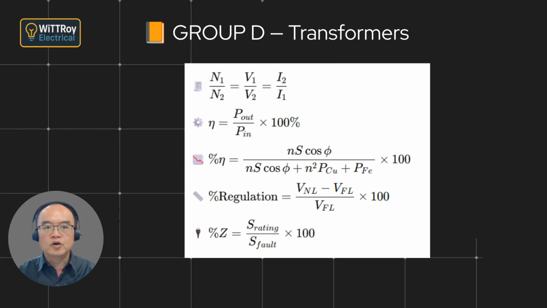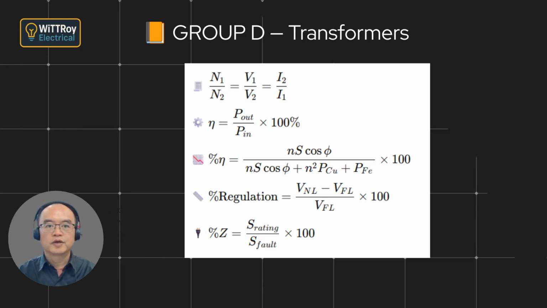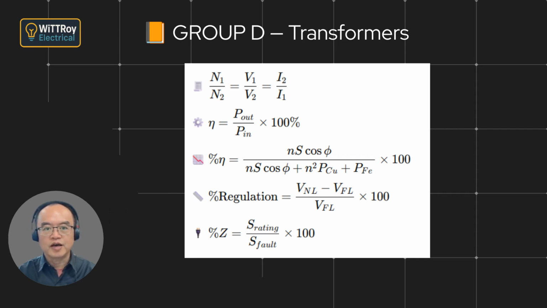Now we go to the last formula in Group D, the transformer impedance percentage formula. The formula is %Z equals S rating divided by S fault times 100. This formula tells us the percentage impedance of the transformer. It compares the rated apparent power of the transformer to the fault apparent power.